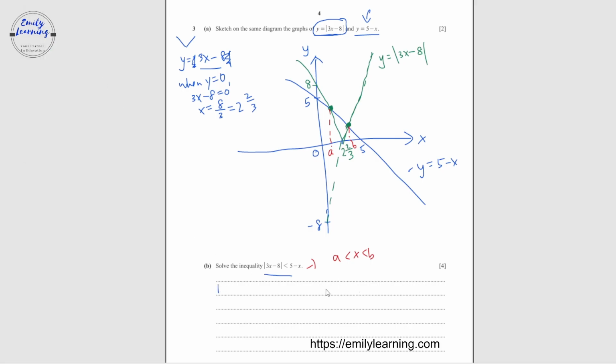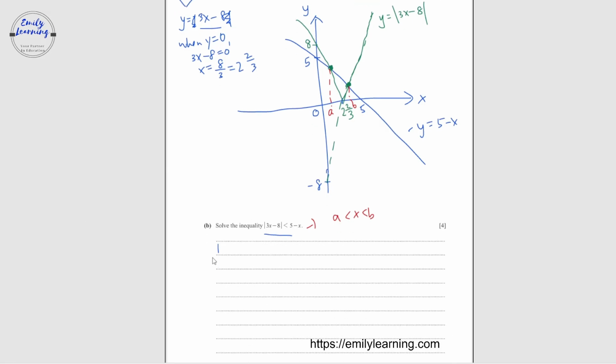There are a few ways, and I'm going to show them to you. If you want to use the graphical method, you can do this. Mod 3x minus 8 equals to 5 minus x. Then to remove this mod, you will put plus minus. So this is the plus one, this is the minus one. So you have 4x equals to 13, x equals to 13 over 4.